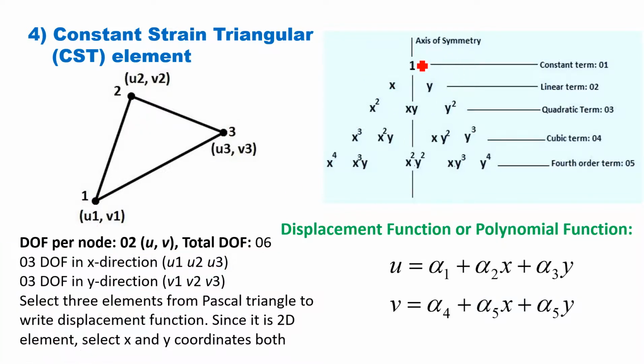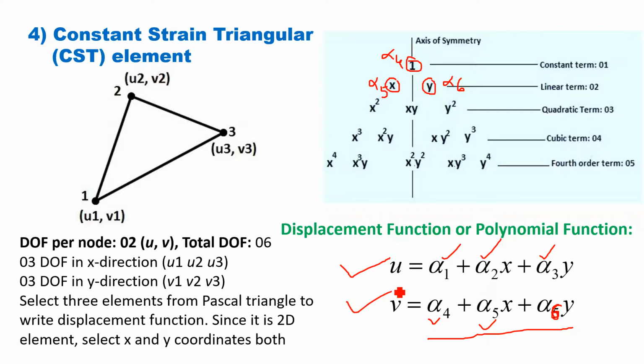But of course, since we have already used generalized coordinates alpha 1, alpha 2, alpha 3 in u, to represent v we will use different generalized coordinates. Let it be alpha 4, alpha 5 and alpha 6, which are multiplied to these 3 terms. And then we have to add these 3 together. So v equals alpha 4 plus alpha 5 x plus alpha 6 y. So there is a separate displacement function for u, that is displacement in x, and a separate displacement function for v, that is displacement in y.